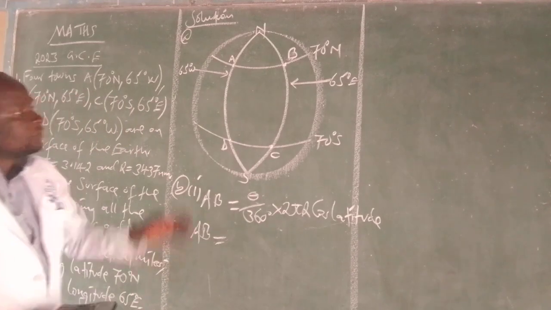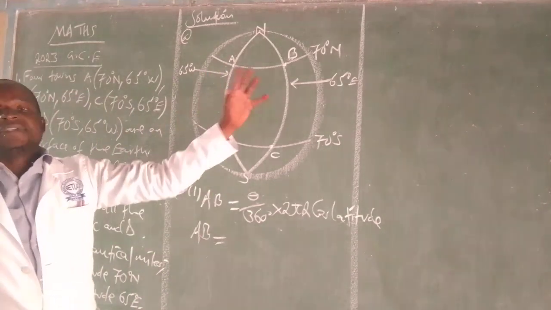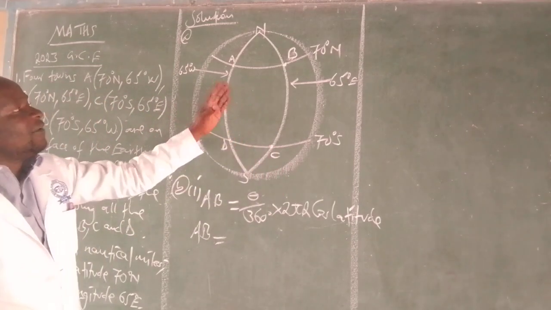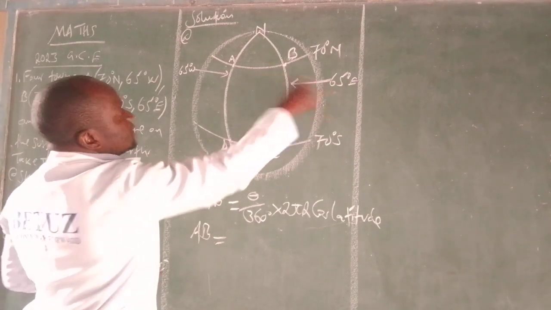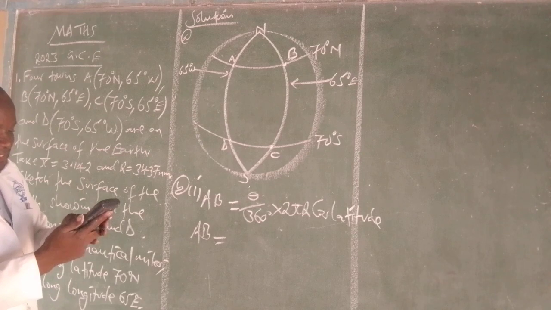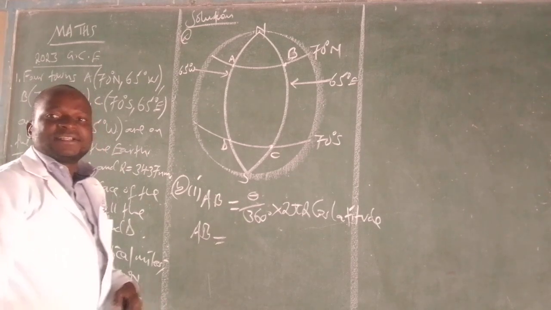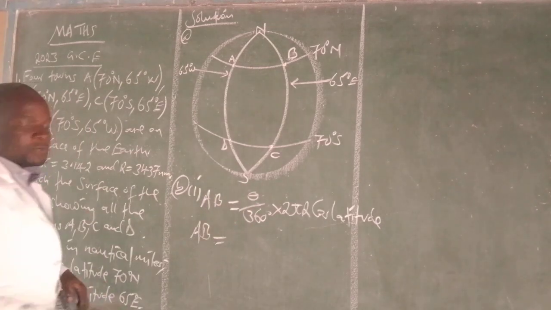Now, to find the difference there, you have to understand that if the two points are on the same hemisphere, we subtract. If they are on different hemispheres, we add. So in this case, this is east, this is west. So we should add. And we are adding 65 and 65, which is giving us 130 degrees. That will be the angle difference we put on theta.